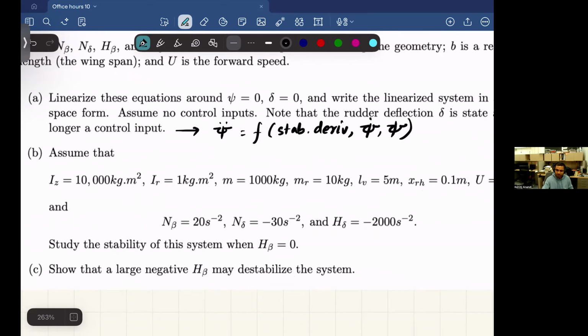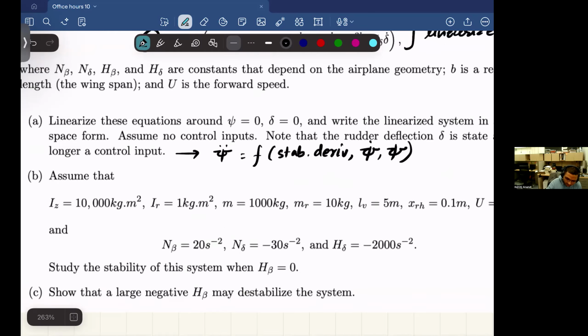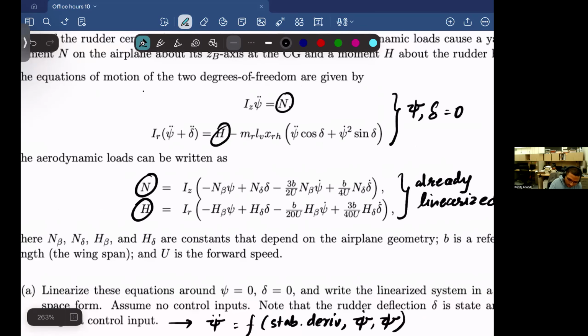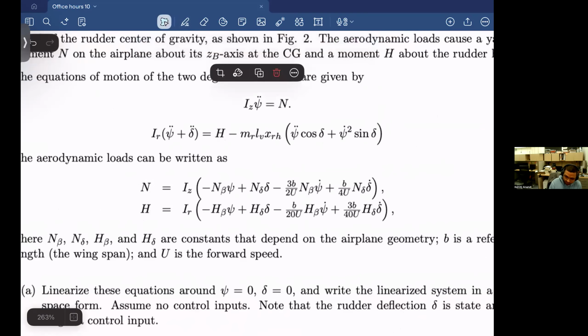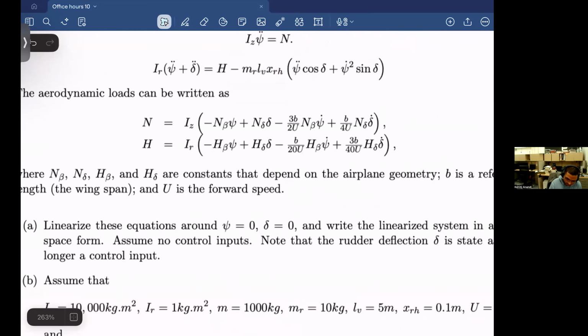Yeah, sorry. What do we do with the N and H equations again? Can you repeat? So N and H, so first of all, this equation is not linearized. This is a non-linear equation. Okay. You need to linearize it.